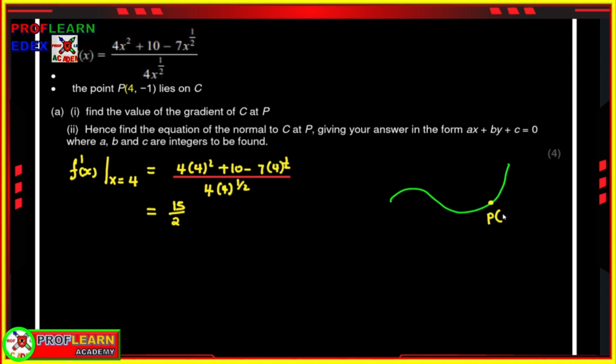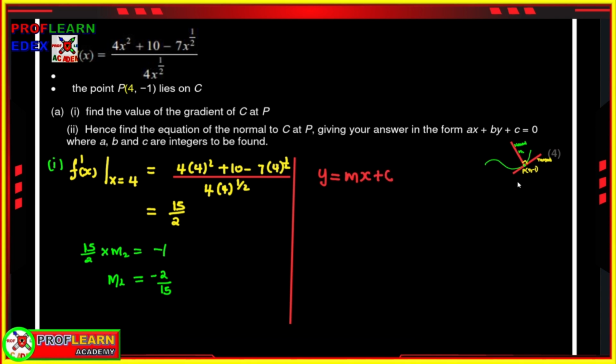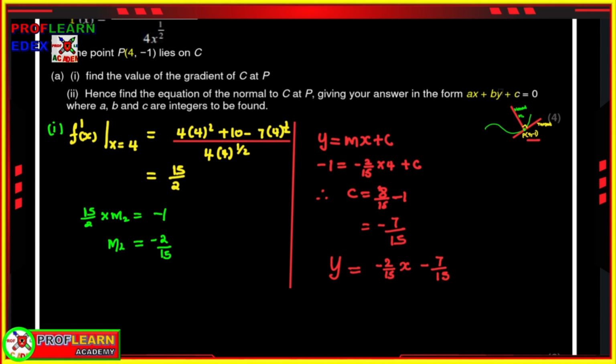Then this is what I'm saying. If you have a curve at P whose coordinate is (4, negative 1), then this tangent will have the same gradient that we have obtained here, which is 15 over 2. But a normal forms 90 degrees with this tangent, so this is the normal. Then if we want to find the gradient of the normal, we say the gradient that we have obtained times m2 is going to be negative 1. So if you work that out, you're going to get negative 2 over 15. Then using the coordinate that was provided and y equals mx plus c, we can find the value of c as negative what? Negative 7 over 15.